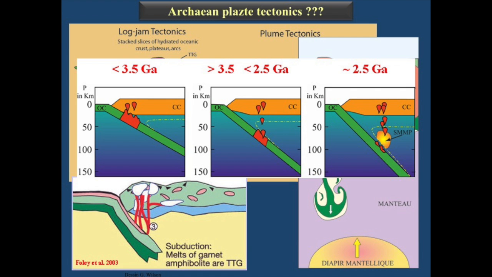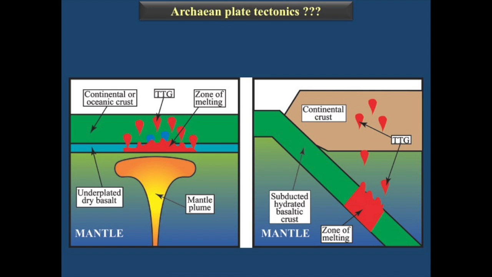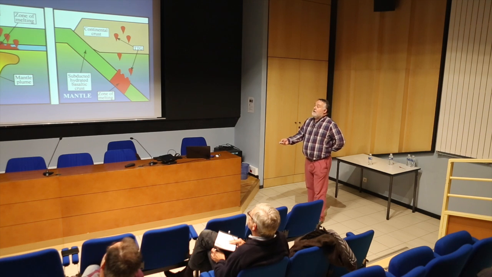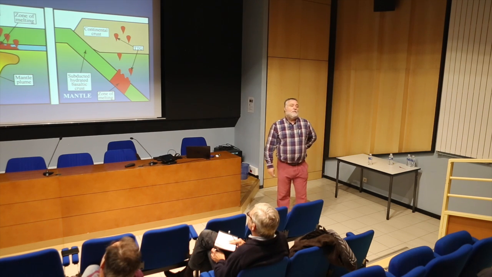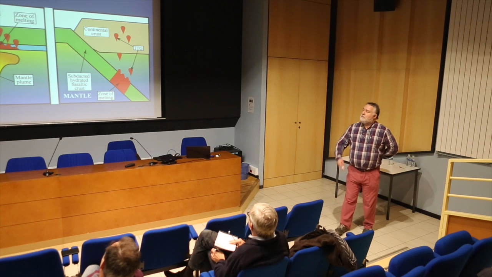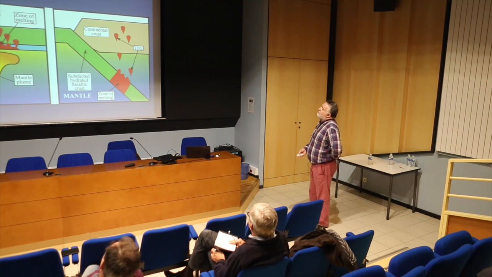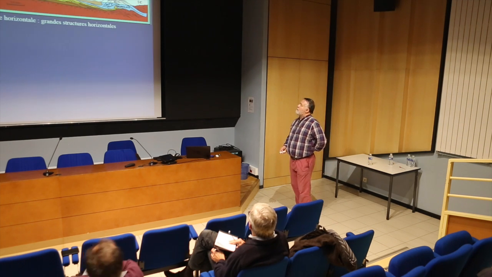One is just like plate tectonics here, and another one is purely vertical, so that means gravity-driven, and with mantle plumes. For instance, here, the basalt melting takes place in the subducted slab, and here, these are underplated basalts that melt due to the plume activity. So, what is important is that in this kind of model, there is no need for plate tectonics. So, the question is, did plate tectonics exist during Archean times?